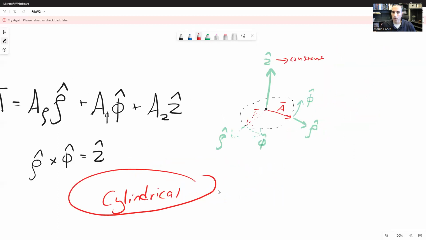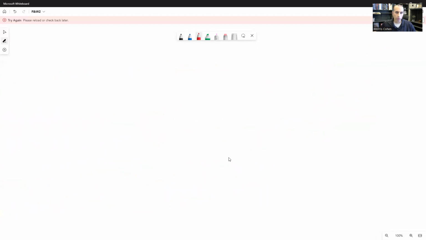All right, finally, we are going to describe spherical coordinates. And this one is a little bit tougher to draw. But I'll try my best. I encourage you to look at the notes. There's a little more careful drawing there. But let me give this a shot.